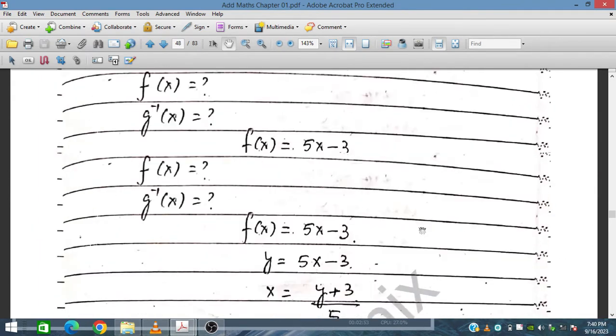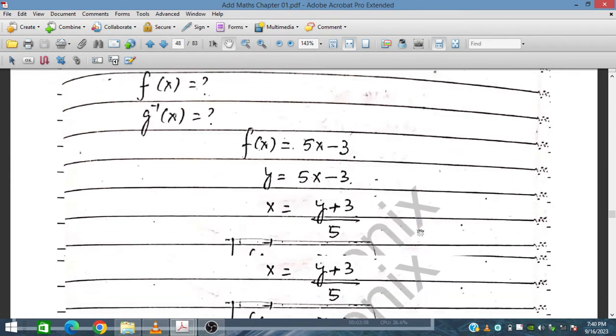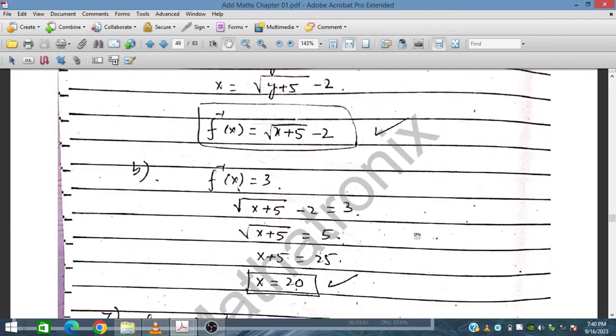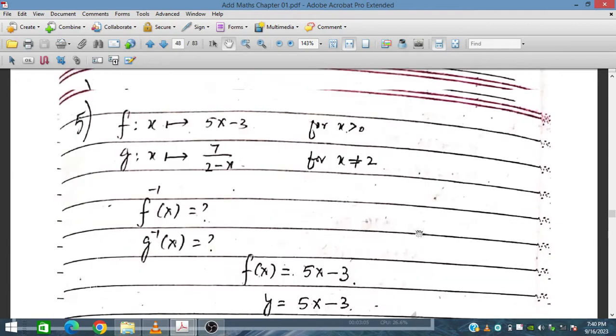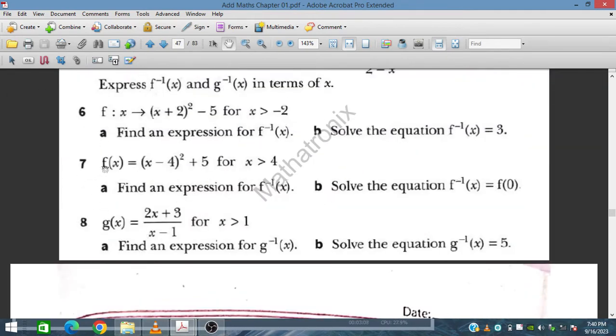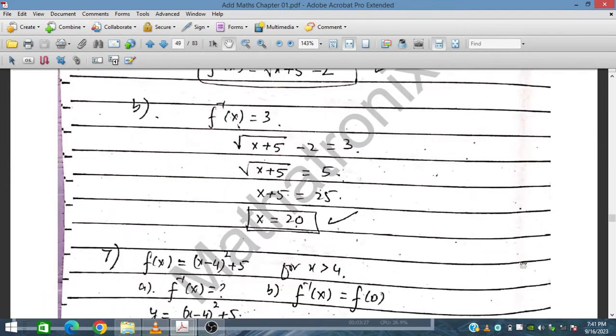Let's move to question number 7. We have f(x) equal to (x minus 4) squared plus 5 for x greater than 4. Find an expression for f inverse x and solve the equation f inverse x equal to f(0). So let's solve question number 7, which is important.